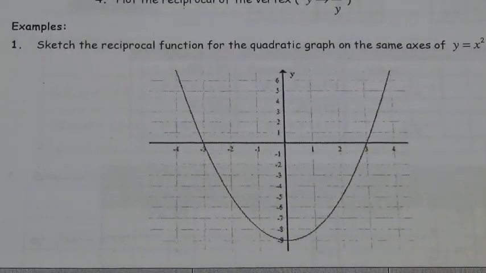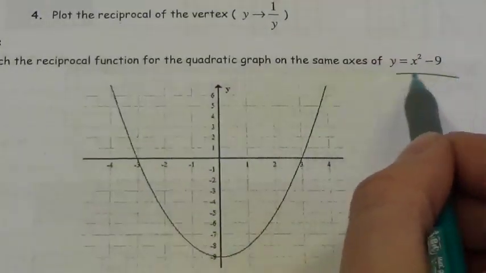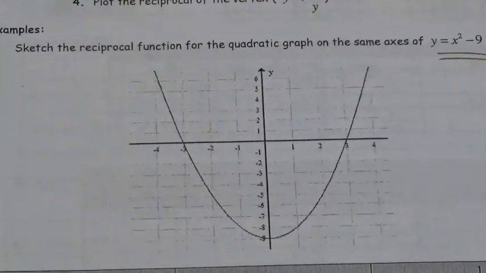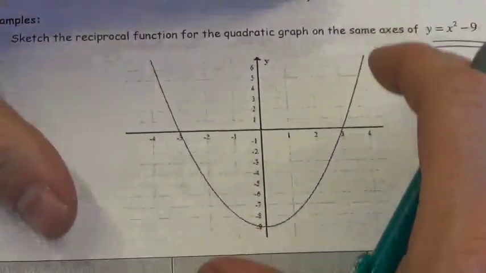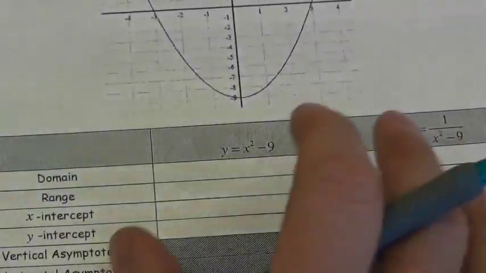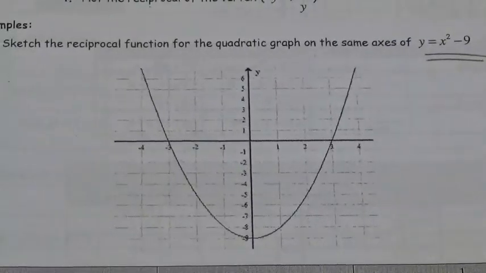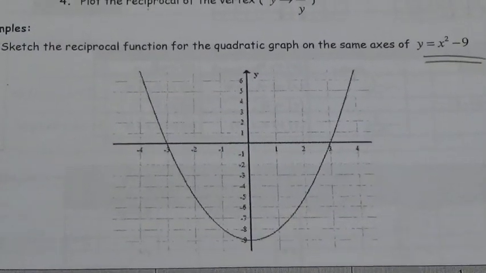Okay, so for our first example here, we're going to take a look at the graph of y equals x squared minus 9. And we're going to sketch the reciprocal on top of this. Now, I'm just going to draw the reciprocal right now, and then we'll answer some questions. We'll fill in this table here asking about the properties of both of these graphs. But we should be able to draw the reciprocal right now without too much difficulty.